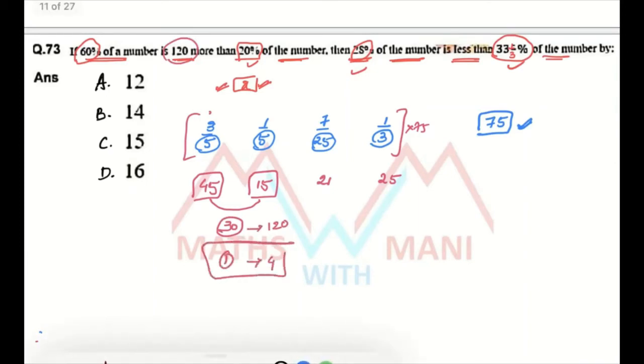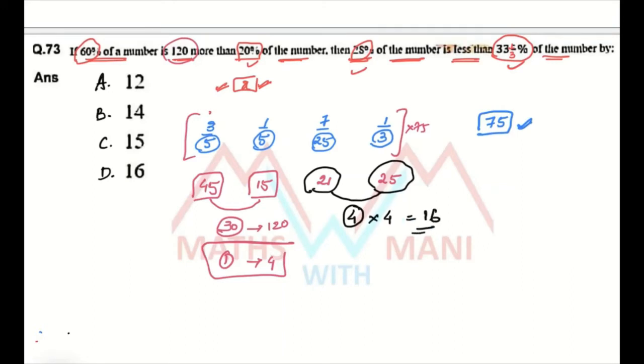Next, what you have to find out? 20% of the number, that is 21, is less than 33% of the number, that is 25. How much was it less? 4 parts it was less. If one part is 4, then what about 4 parts? 4 into 4, that is 16, is the correct answer. That is, the fourth option is the correct answer.